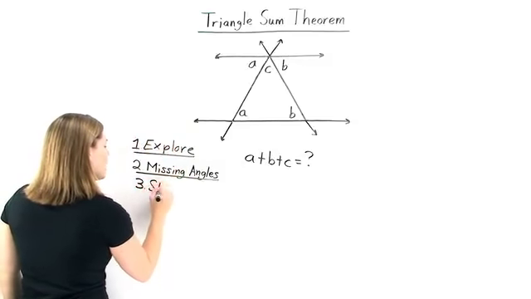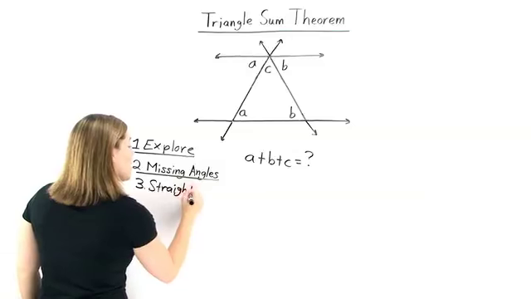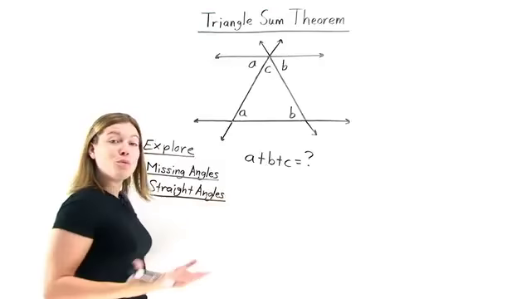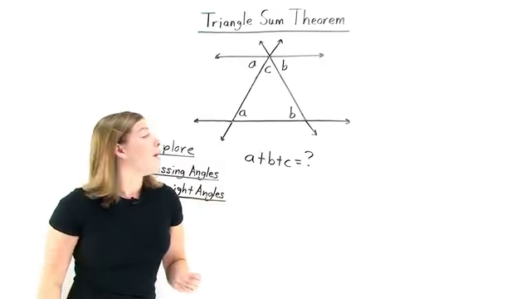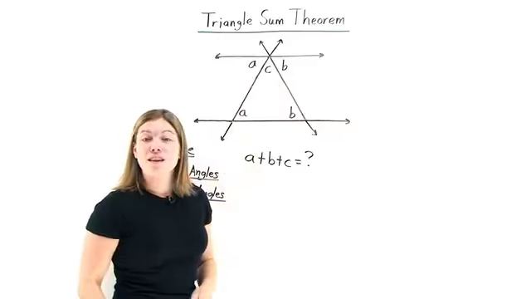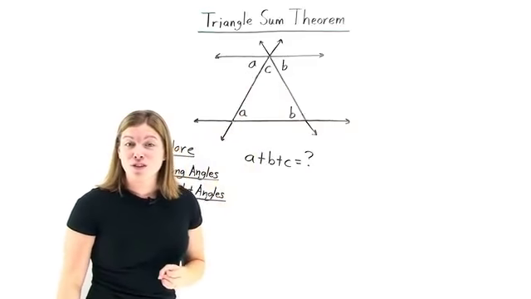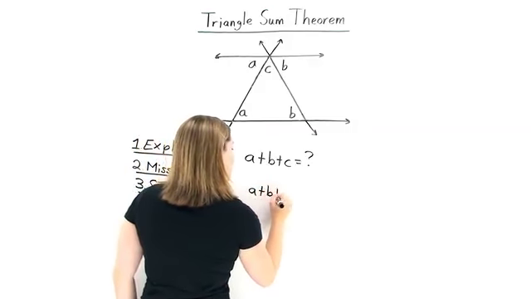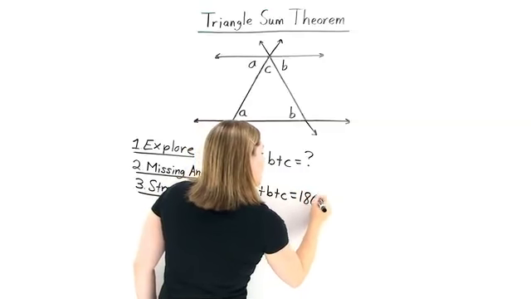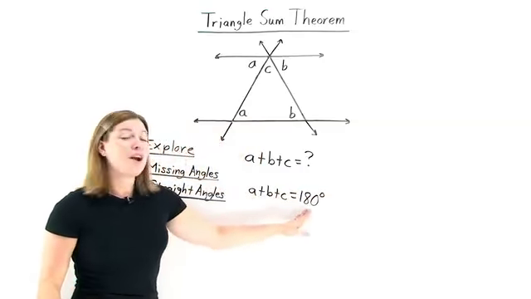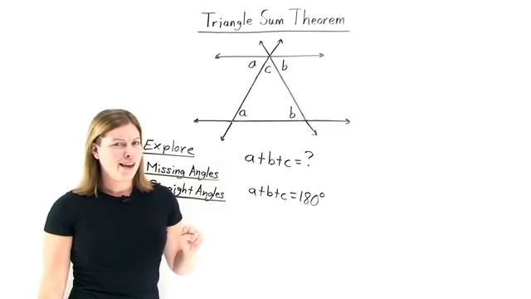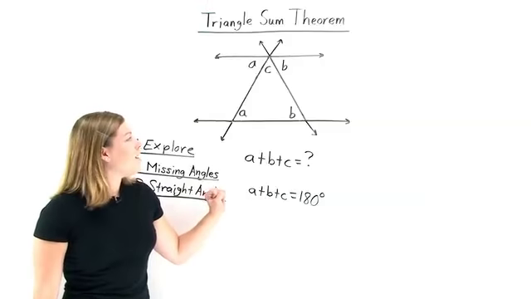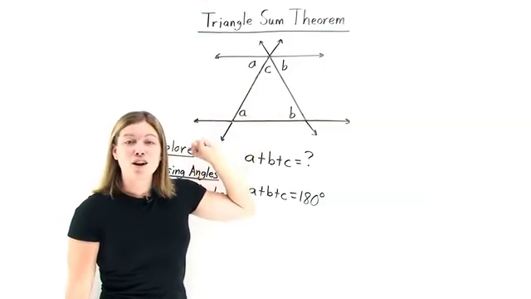Now what do we know about straight lines? Well, straight lines are just straight angles, and straight angles measure 180 degrees. So if we were to take these three angle measurements and add them together, we would get the measurement of a straight angle, 180 degrees. Hey, these angles look familiar. These are the same angles that we originally had inside our triangle.